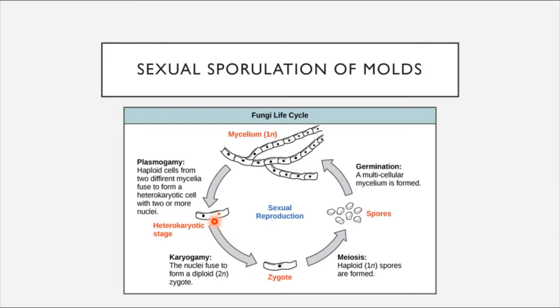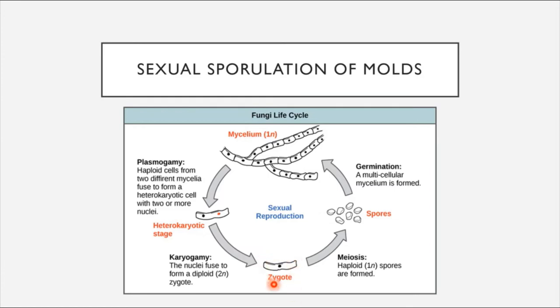Once the cells have fused, then the nuclei fuse. This is called karyogamy. And when karyogamy is complete, what you have is a zygote. This is the only stage at which the mold is diploid, or possessing a double set of chromosomes. Again, strange, because virtually every cell in our bodies, aside from the reproductive cells, is diploid.